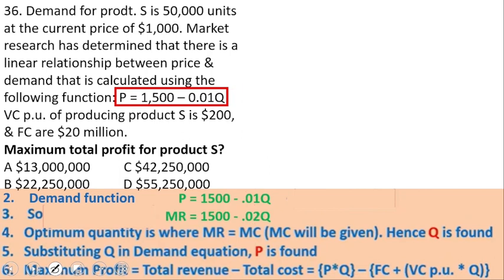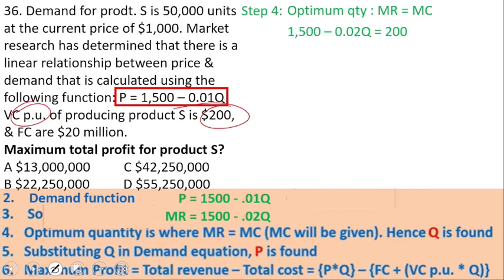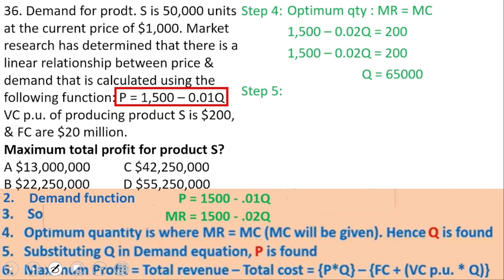The marginal revenue function is 1500 minus 0.02 Q. Now coming to step 4, we have to equate marginal revenue and marginal cost to find out the optimum quantity. So we will write that here. Optimum quantity: marginal revenue is equal to marginal cost. Marginal revenue is 1500 minus 0.02 Q, and the marginal cost is nothing but the variable cost, which has been given as $200. So solving for Q, you get 65,000 units for Q.